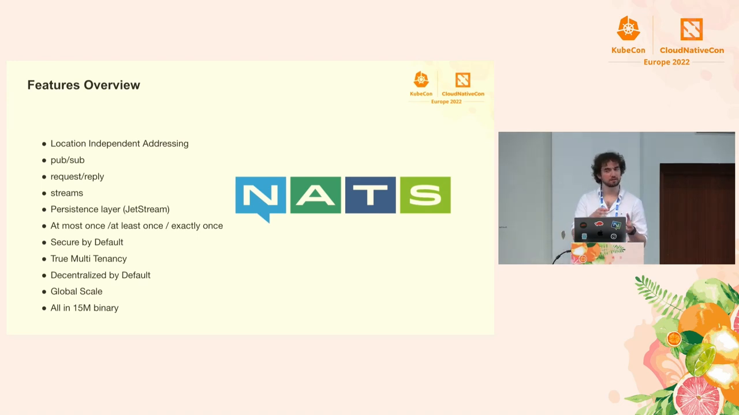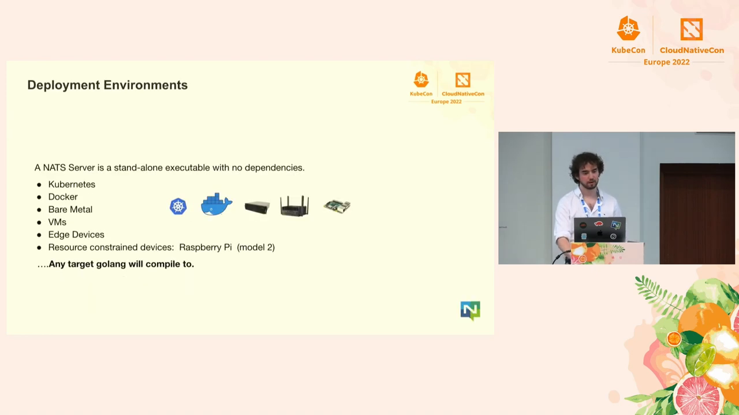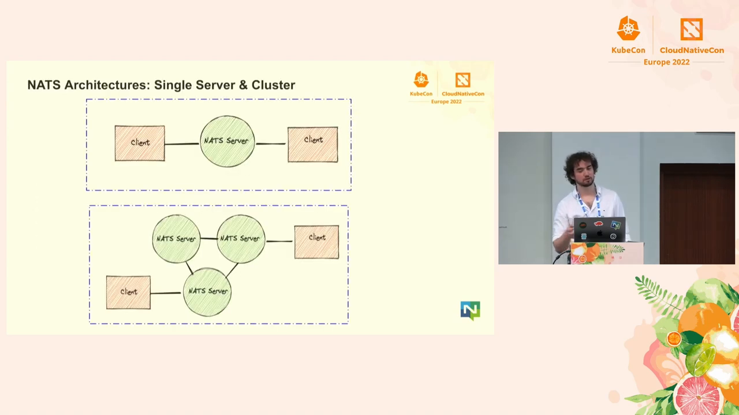And all that in a 15 megabyte binary, which makes it possible to be used in many scenarios, like IoT and small edge devices, because it's so lightweight. So here are some of the deployment models. It runs mostly anywhere: on Raspberry Pi, on VMs, on bare metal, Docker, Kubernetes. As I mentioned, there are different architectures you can pick.